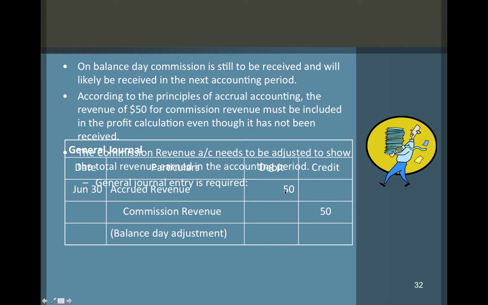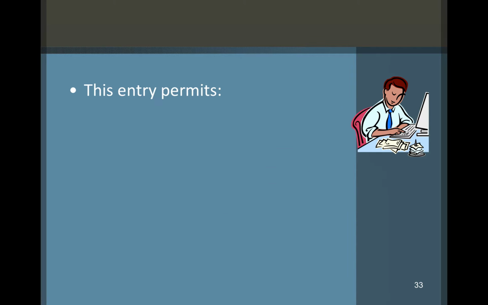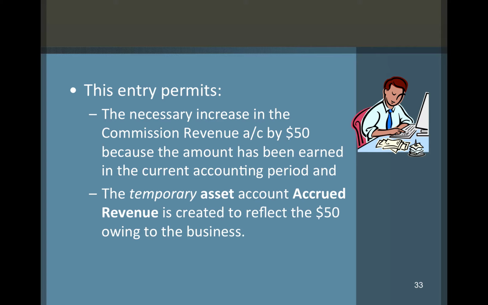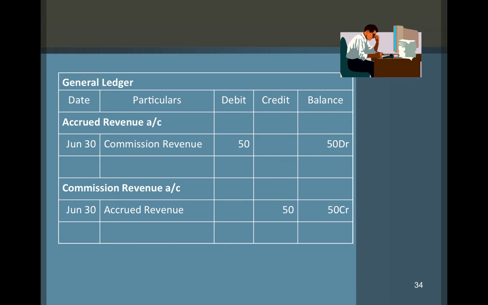It's debited. How did I get the $50? Remember, it was 5% of $1,000 that we will receive in commission. 5% of 1,000 is $50. So this entry is going to raise the commission revenue by $50 because the amount was earned in this period. And it will also raise the temporary asset account, which is accrued revenue, because it is an amount that is owed to the business. That's why it's an asset. We are owed this $50.